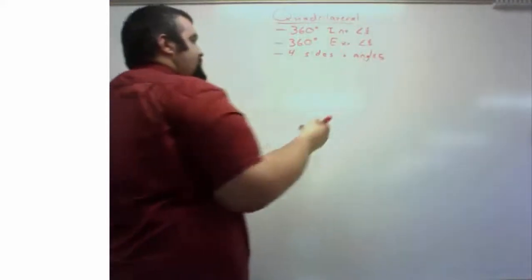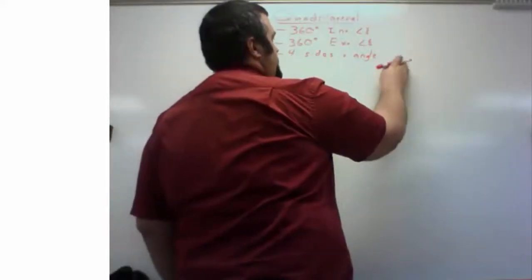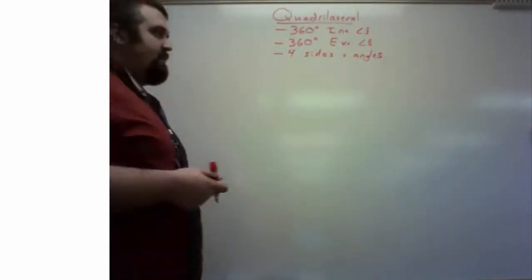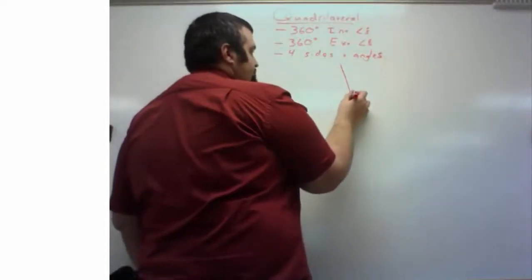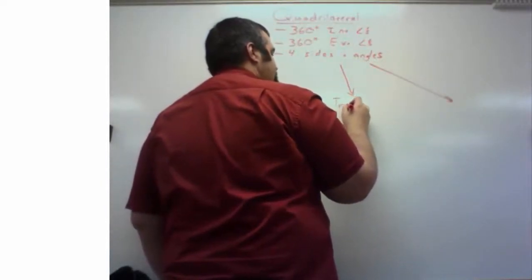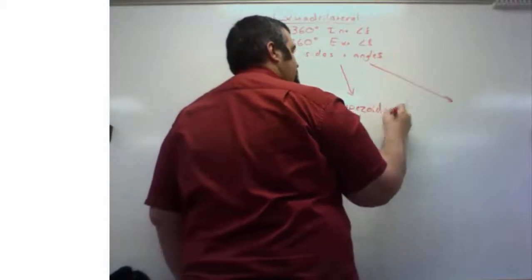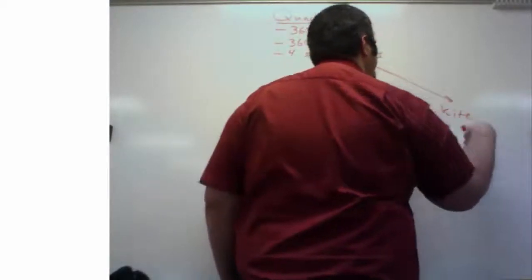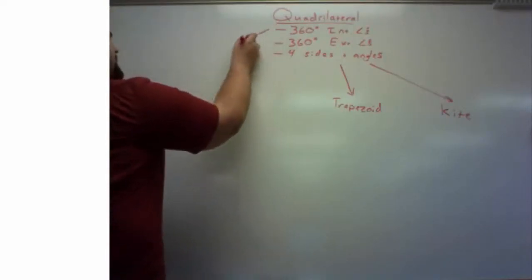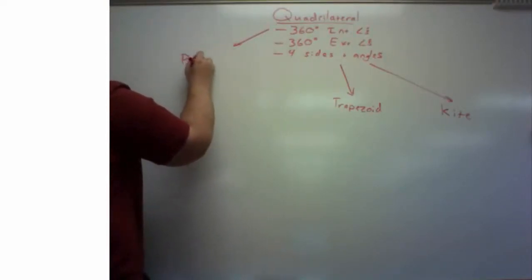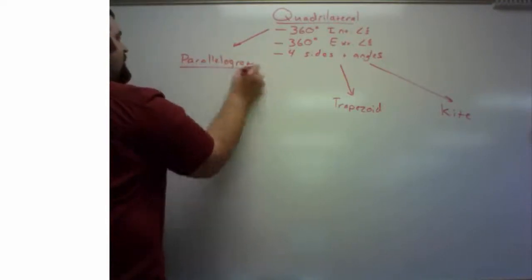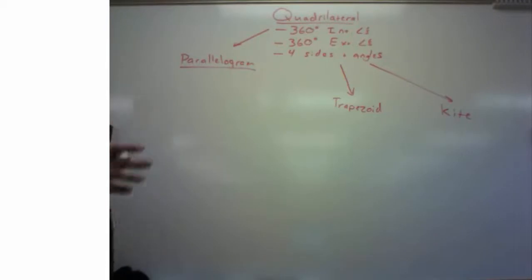Now, anything that I draw below this quadrilateral, anything I draw with an arrow from the quadrilateral says it's true for that shape. There's going to be 2 other branches I draw here. This branch will be trapezoid, and this branch will be kite. But that's later. We'll get to those. The branch that we're going to look at now is parallelogram.